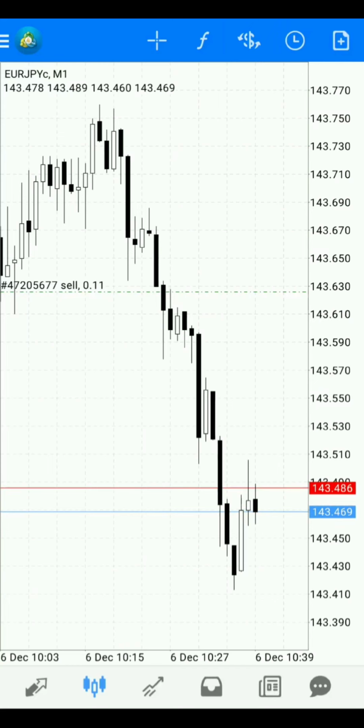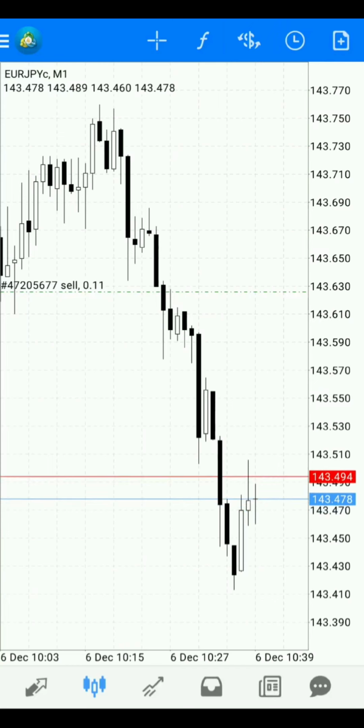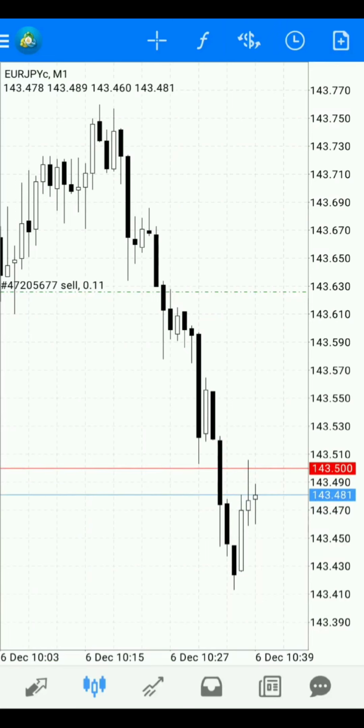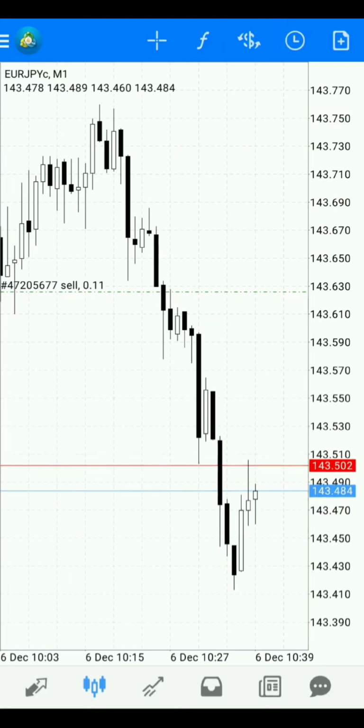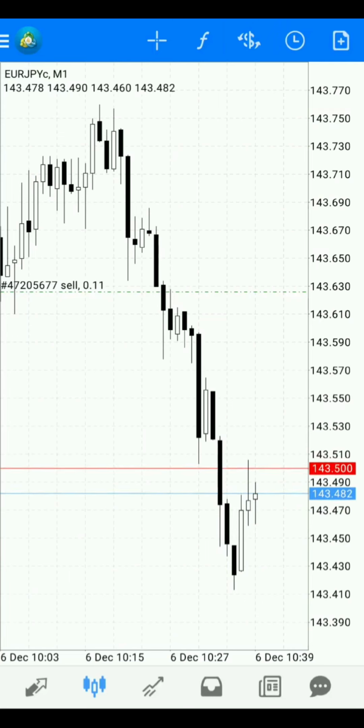This could be considered a change of character as well. You do not want to look for lows or highs. It could just be one candle, okay? That is considered structure, so you want to look for a market structure shift.